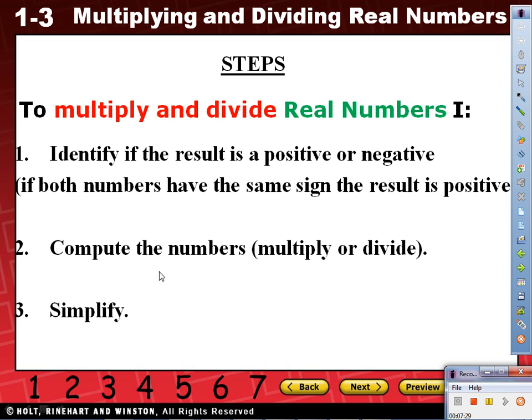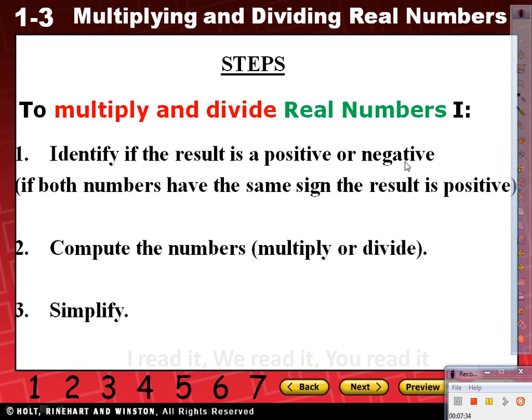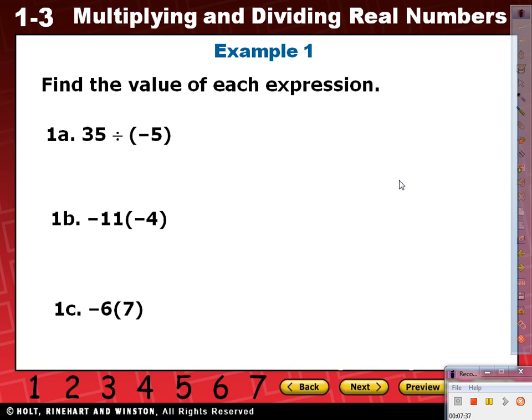All right, so now that we have our steps down, let's continue. Copy this down, please. Example 1, it says, find the value of each expression: 35 divided by -5, -11 times -4, and -6 times 7. Copy those, please, and we'll work these out together.